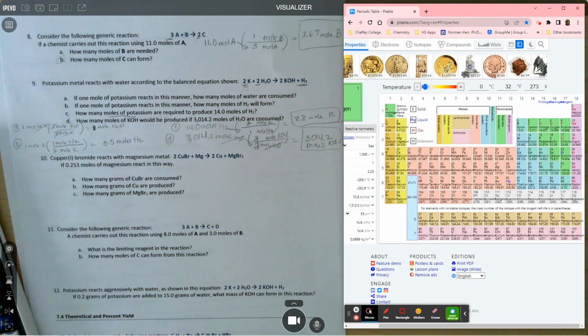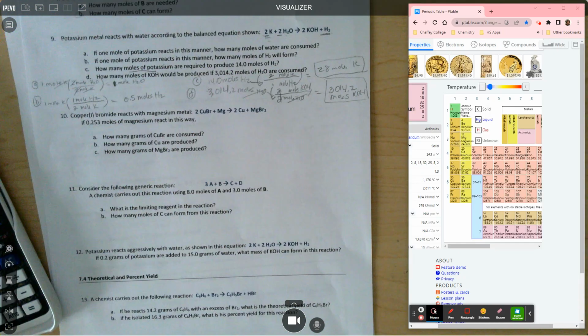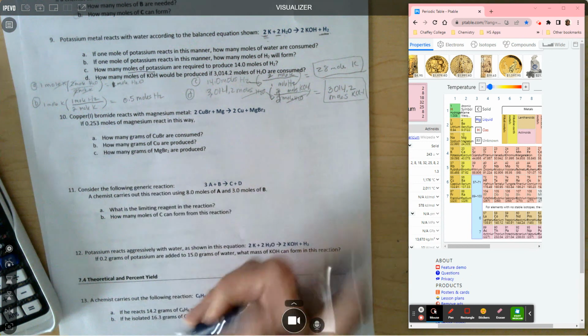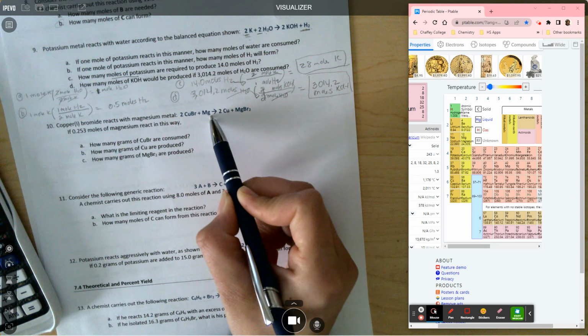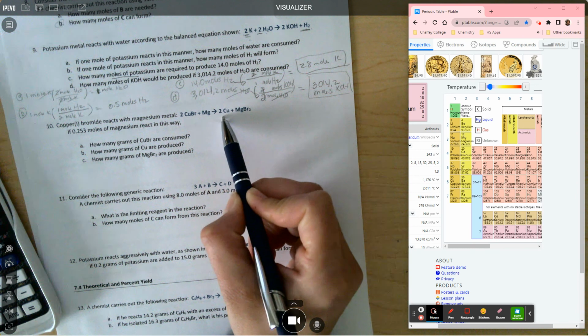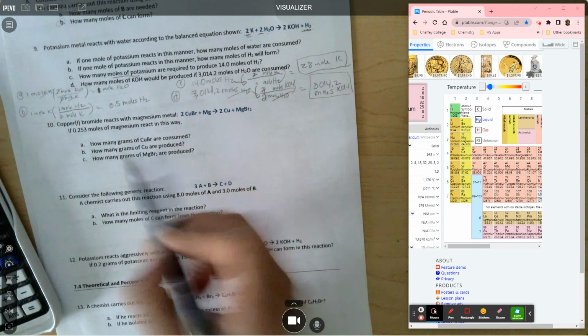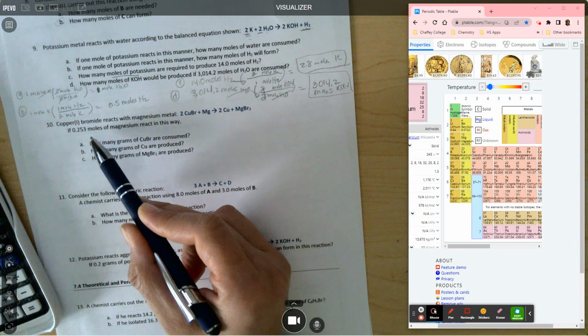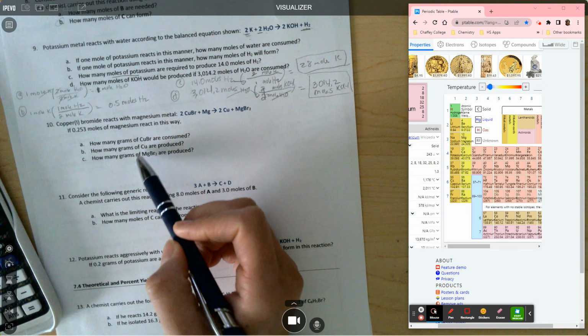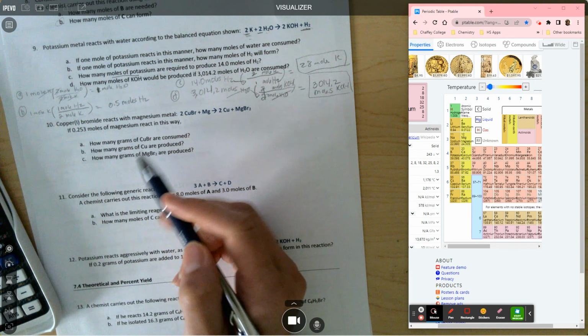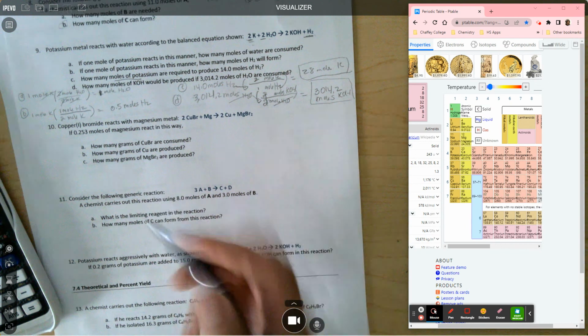Okay, now we have just a few more to do. Alright, guys, so let's look at number 10 and what are the steps that you have to do for number 10. So it says copper 1 bromide reacts with magnesium metal. So here's our equation. Copper bromide plus magnesium produces copper and magnesium bromide. If 0.253 moles of magnesium react in this way, how many grams of copper bromide, how many grams of copper, and how many grams of magnesium bromide are produced and or consumed?